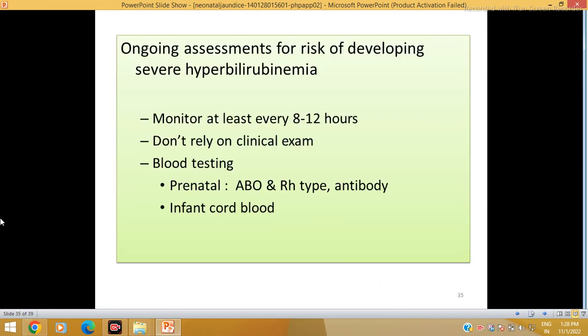Then ongoing assessment for risk of developing severe hyperbilirubinemia. Monitor at least every 8 to 12 hours. Don't rely on clinical examination; do blood testing, prenatal ABO, Rh type, antibody screening, and infant cord blood. ABO grouping of the mother and the father can be determined before delivery to know whether the baby has chances of jaundice. If the mother has a negative Rh type, the chances are also more. Infant cord blood we need to test at the time of delivery, so we can identify problems early before they get complicated.